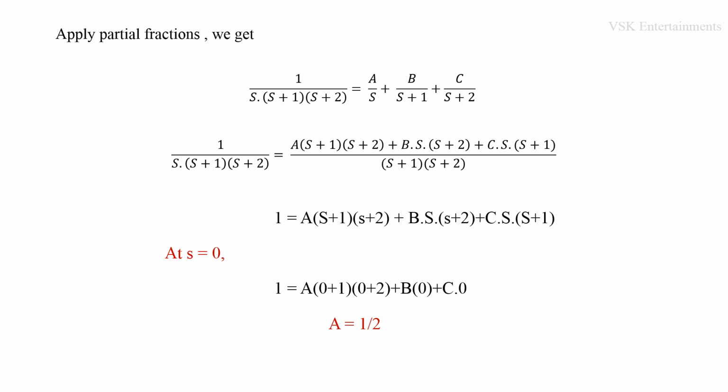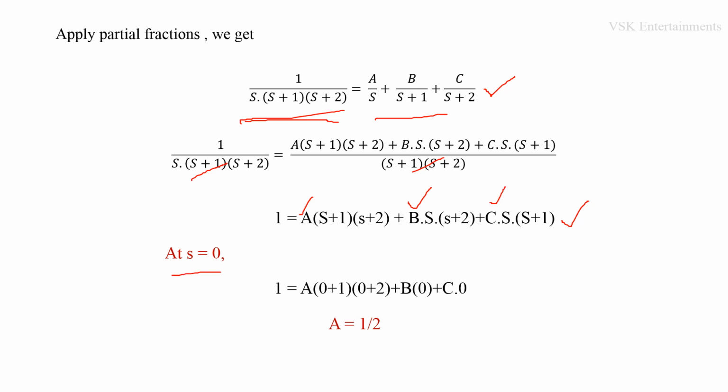Consider the first factor, that is 1 by s into (s plus 1) into (s plus 2). Now apply partial fractions to this first factor. I think we already know how to apply partial fractions. That is, 1 by that equals A by s plus B by (s plus 1) plus C by (s plus 2). Now simplify these terms and take the LCM and cancel. Then this equation is the resultant by applying the LCM. Then, for finding the A, B, C values, we have to substitute different values for s.